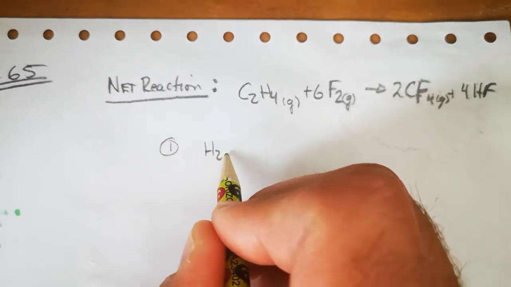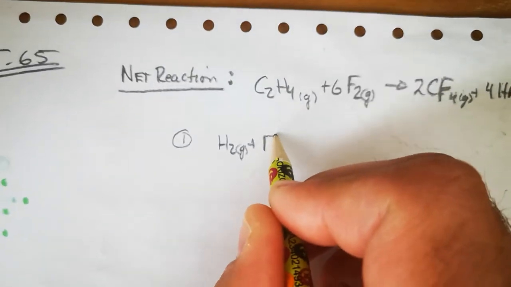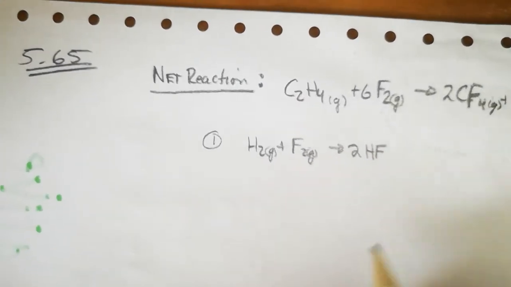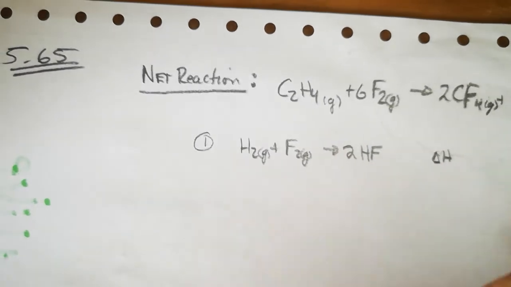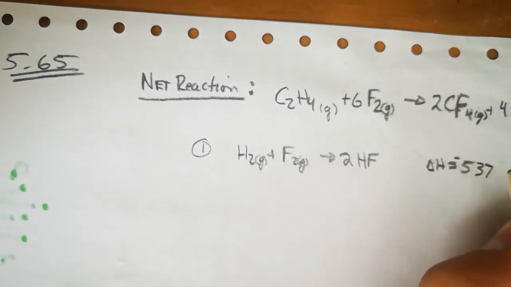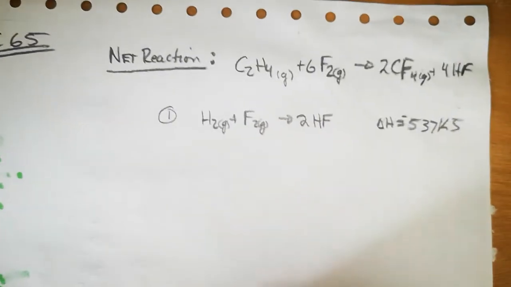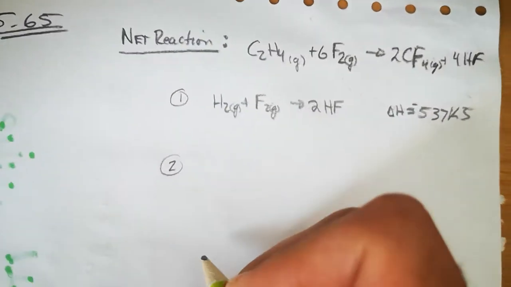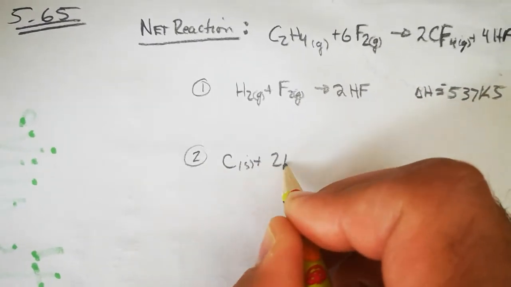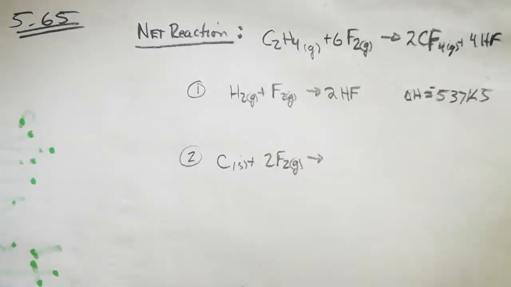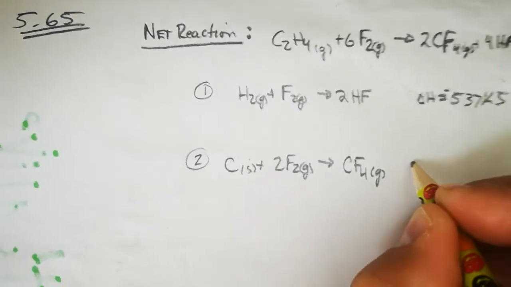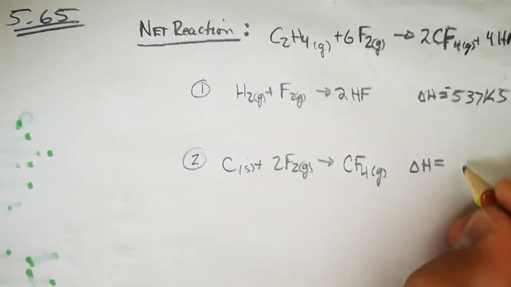So reaction number 1 is that hydrogen gas plus fluorine gas will form 2 HFs. And this has a delta H equal to negative 537 kilojoules. Reaction number 2 is carbon as a solid plus a pair of fluorine gas molecules form carbon tetrafluoride, and our delta H is equal to negative 680 kilojoules.